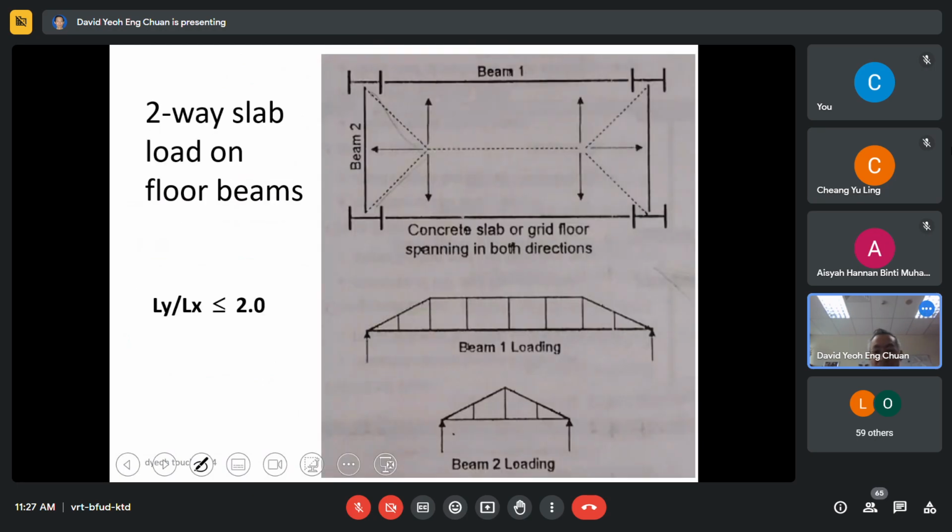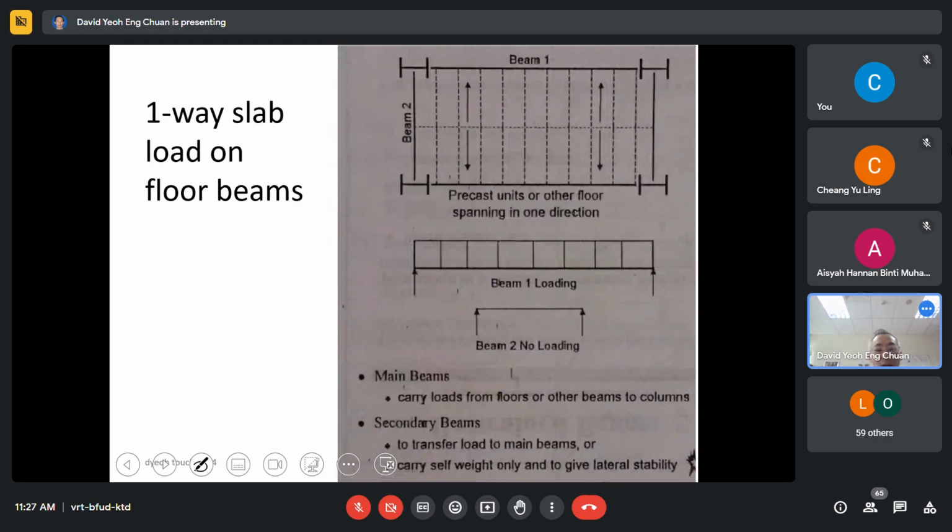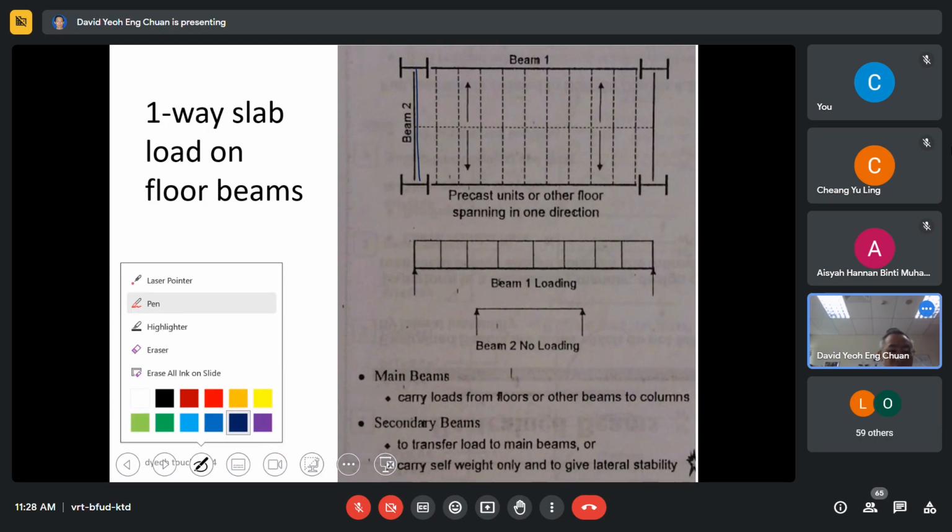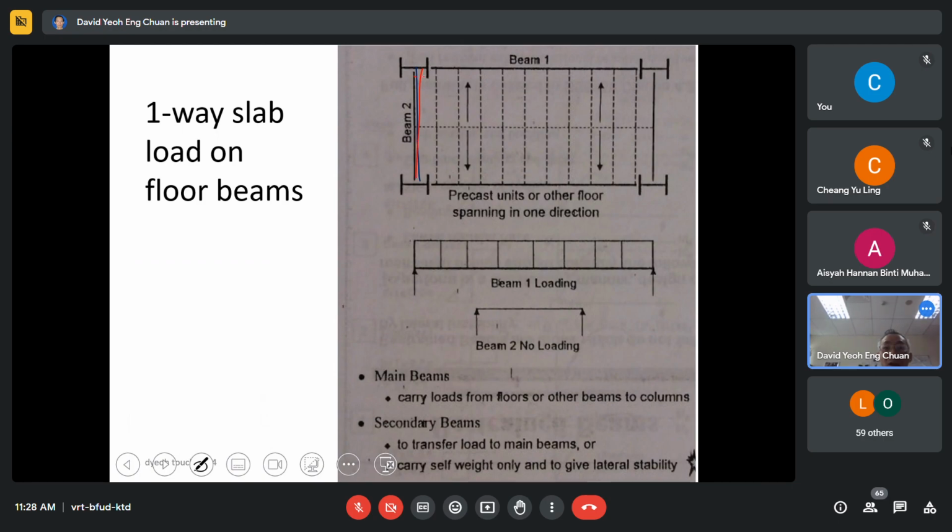We've got this one. And then one-way slab. Examples of one-way slab. You've got precast units, slabs on here. What are the examples of precast unit slabs sitting on the top? Who can give me examples of it? Who can give me examples of precast unit slabs?